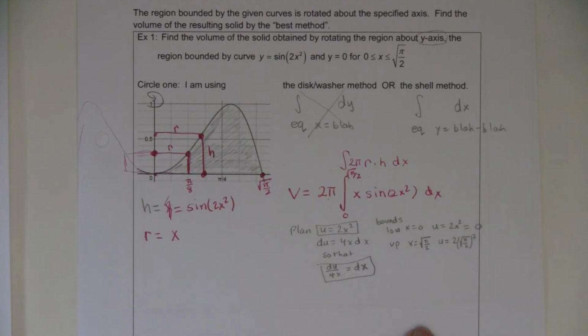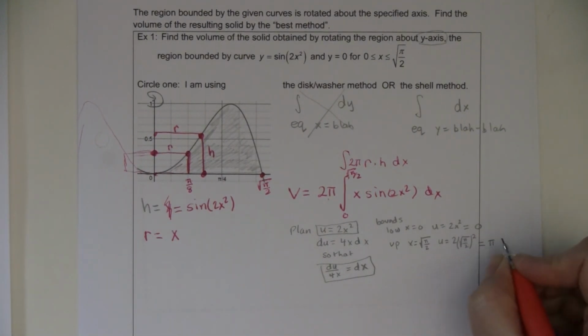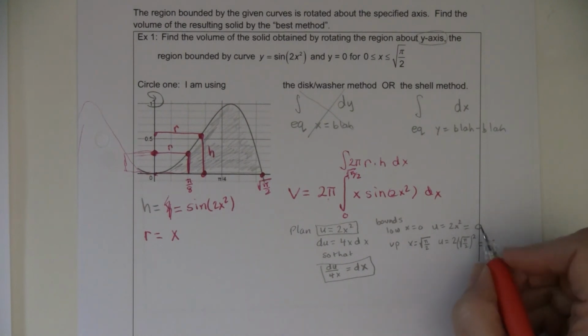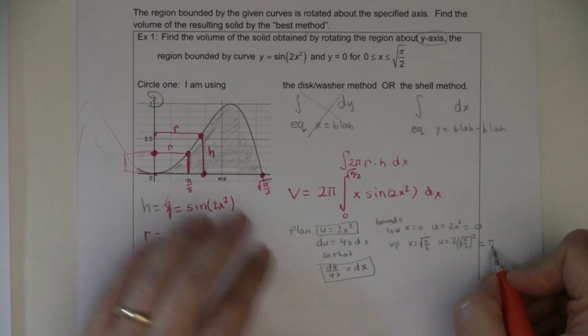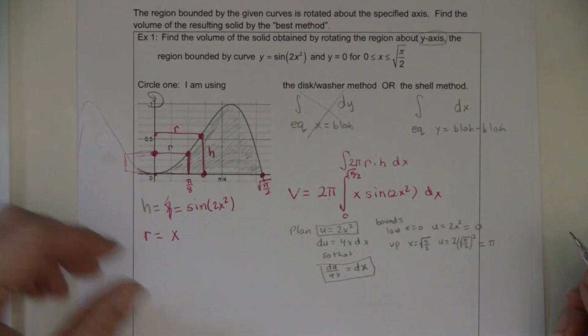So here we have u equals 2 times, remember, x squared, but x was the square root of pi over 2. And when I square that, I get pi over 2. And then when I cancel out the 2's, I get pi. So my new bounds will go, the low bound 0 to the up bound pi. And so that's pretty nice, right?